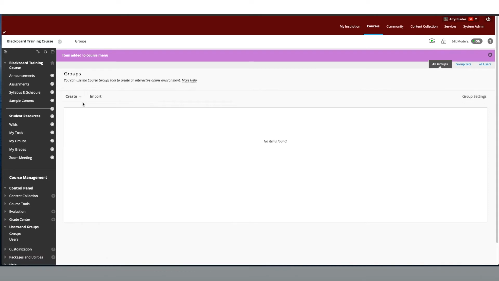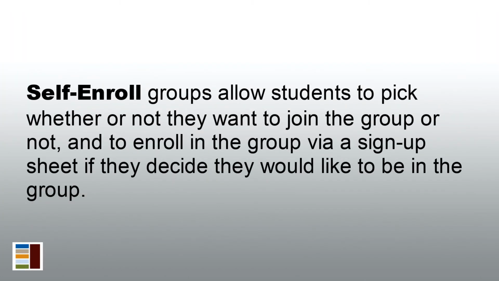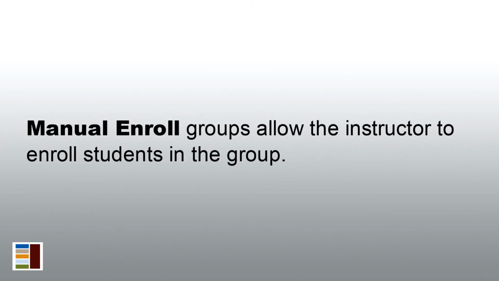To create a single group, begin by hovering over the Create menu. Here, you can see that we have two options under the Single Group area. We can create a self-enroll group or a manual enroll group. Self-enroll groups allow students to pick whether or not they want to be in a group and to enroll via a sign-up sheet. Manual enroll groups allow the instructor to enroll the students in the group.